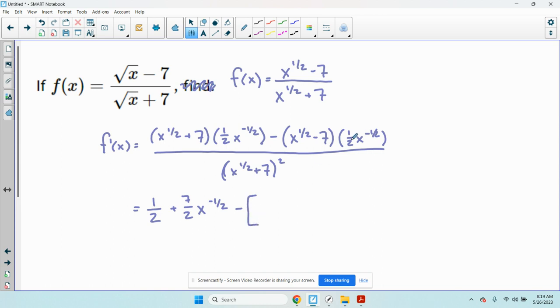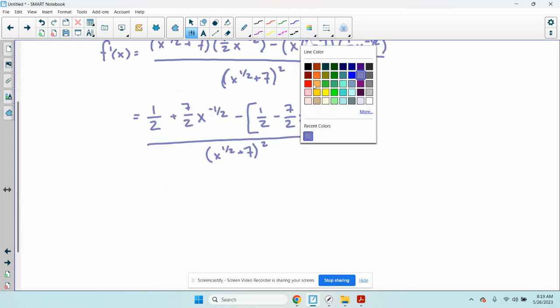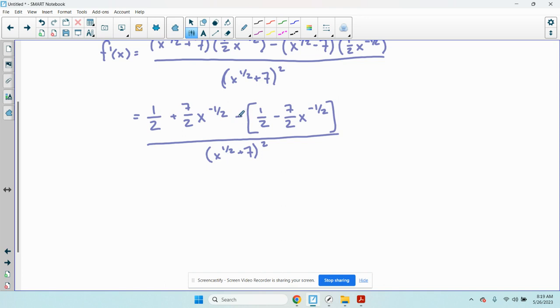Minus, I'm going to put parentheses around this just to be safe. 1/2, this is going to give me just 1/2 again. Negative 7/2 x to the negative 1/2. All over low squared. If I distribute the negative on the top, this becomes negative 1/2. 1/2 minus 1/2, they cross out. 7/2 x to the negative 1/2 plus 7/2 x to the negative 1/2. 7/2 plus 7/2 is 14/2, which is just 7. This is 7x to the negative 1/2 over x to the 1/2 plus 7 squared.